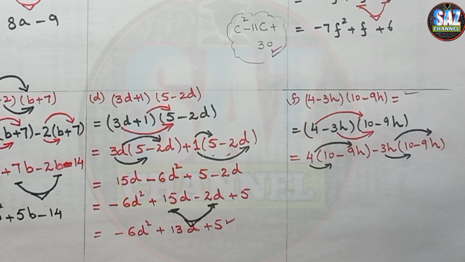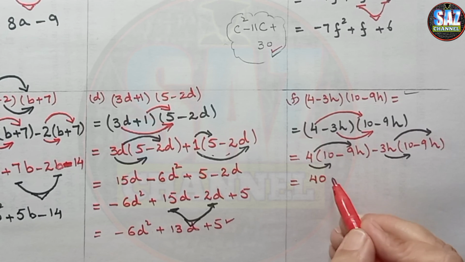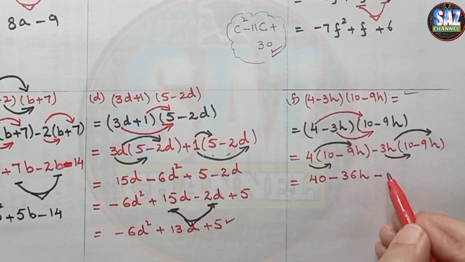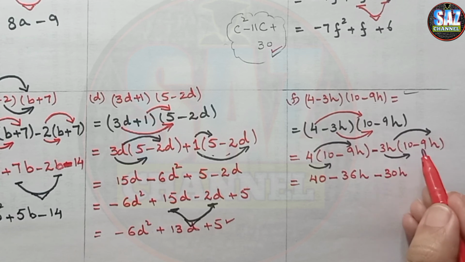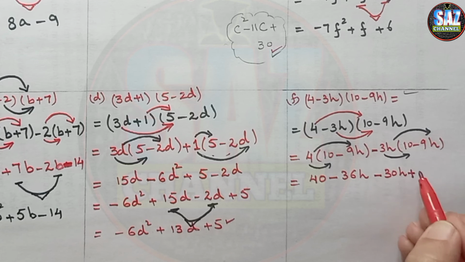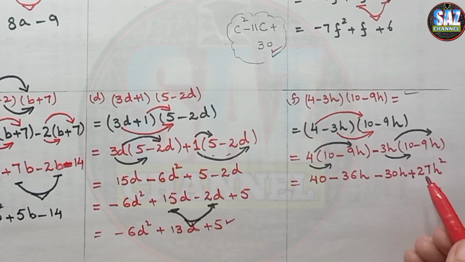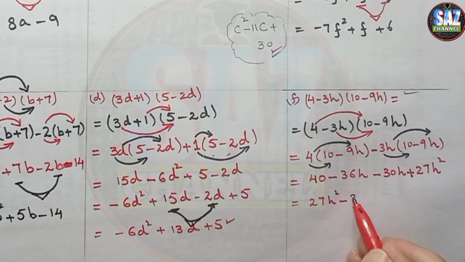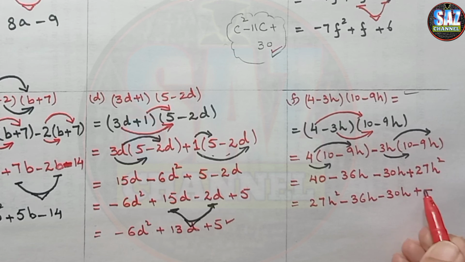Read the table of 4 ten times, or table of 10 four times. 10 times 4 is 40, minus 4 nines are 36h, minus 10 threes are 30h, and now minus multiplied by minus will become positive 27, and this is h square. Now rearrange the expression. 27h square and minus 36h minus 30h plus 40.